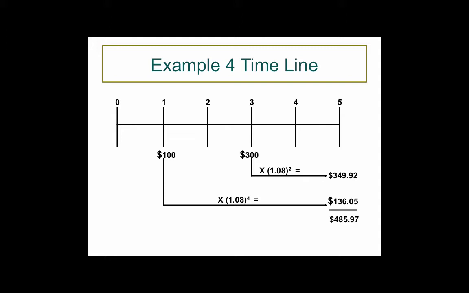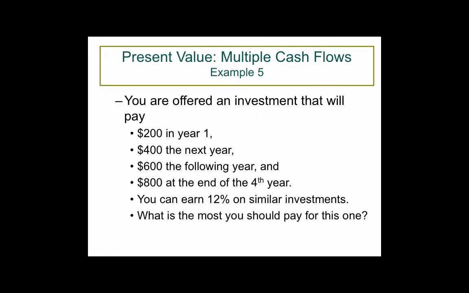Let's look at figuring out the present value of multiple cash flows. Okay. All right. Let's assume you're offered an investment that's going to pay the following multiple cash flows: $200 in year 1, $400 after that, $600 after that, and $800 at the end of the 4th year. Now let's assume you can earn 12% on similar investments. What is the most you should pay for this one? So when they ask what is the most you should pay, you're really trying to figure out the present value of this investment. So we have to find the present value of multiple cash flows.